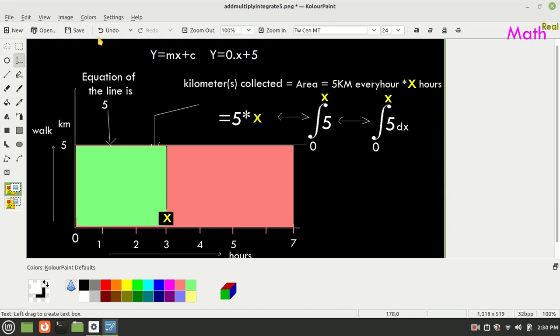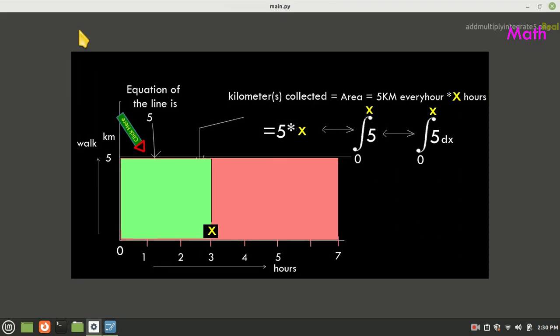Okay, so this is the integration sign. Integration sign is nothing but area. So 5 is the equation of the line and area is collected from 0 to x. This is the equation of the line. If I know the equation of the line, then from 0 to x, I want to calculate the area. I have to use this sign. From 0 to x, 5, or we can also write 5 dx.